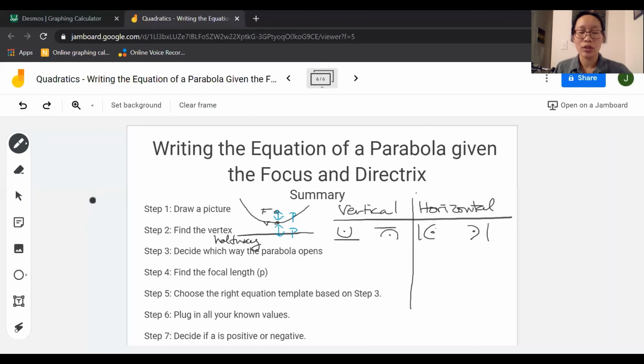In step 5, you choose your equation template. If you have a vertical parabola, you have y minus k is equal to 1 over 4p times x minus h squared. If you have a horizontal parabola, you have x minus h is equal to 1 over 4p times y minus k squared. Once you've decided on your template, you're going to plug in all your known values. You have your h and your k from your vertex and your p from the focal length. After you plug in all your values, you're going to decide if your a term is positive or negative. If your a term is positive, it will open upward or to the right. If your a term is negative, it'll open downward or to the left. Once you have your equation, you can check it by graphing to make sure it has all the properties listed in the problem.